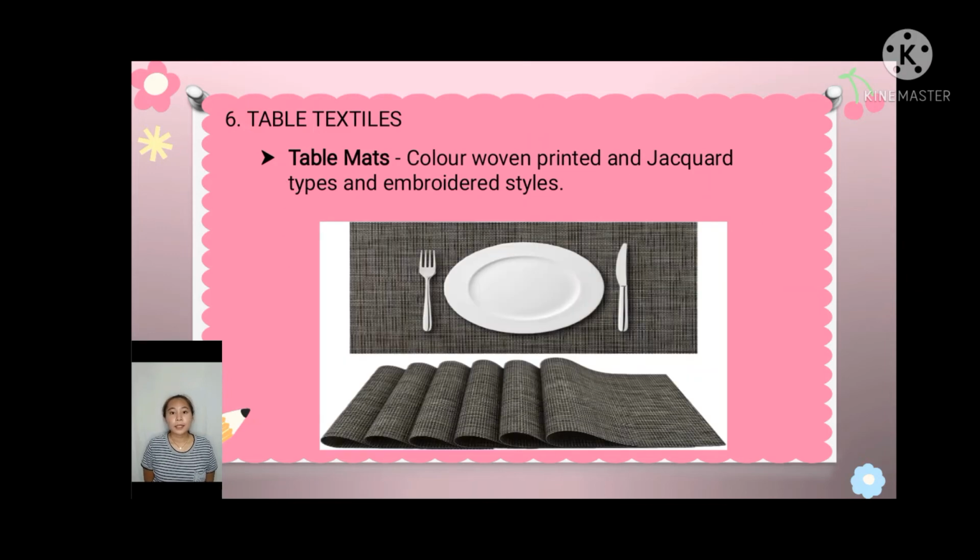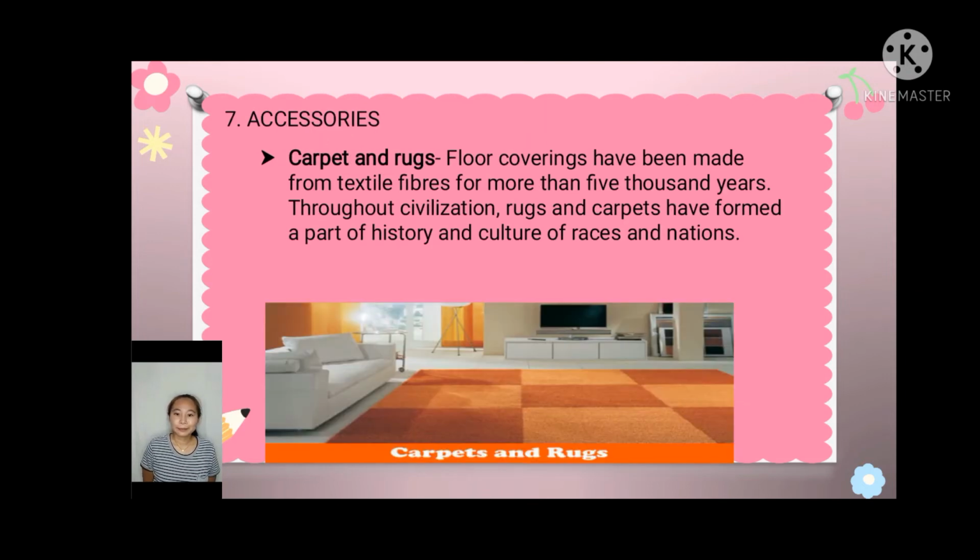And the next one is the table mats. Color woven, printed, jacquard types and embroidered styles, table mats add beauty, convenience, and effectiveness wherever they are placed, and are definitely one of the most important pieces of table accessories in any home.